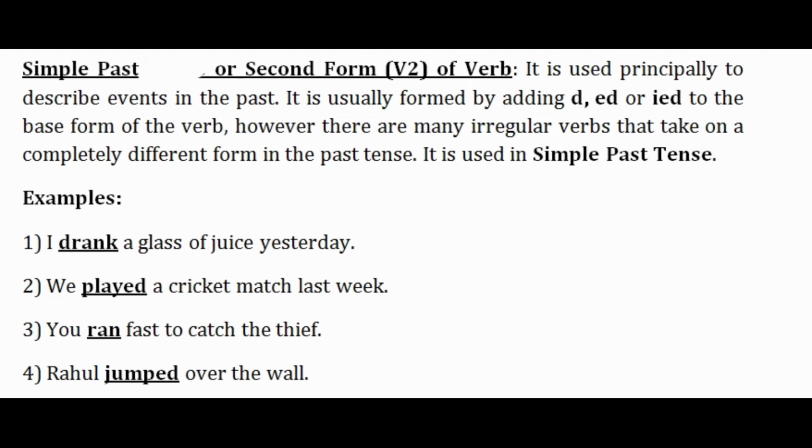All right. For example, I drank a glass of juice yesterday. We played a cricket match last week. You ran fast to catch the thief. Rahul jumped over the wall. In all these sentences, the verbs used like drank, played, ran, jumped, these all are the second form or simple past form of the verb. All right.